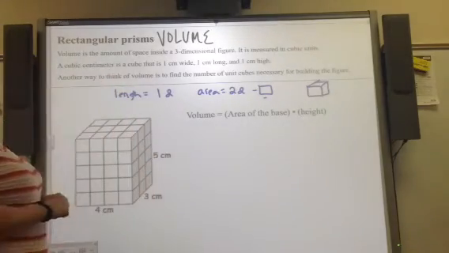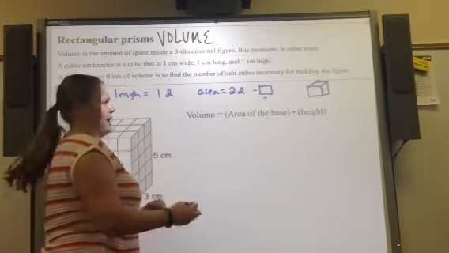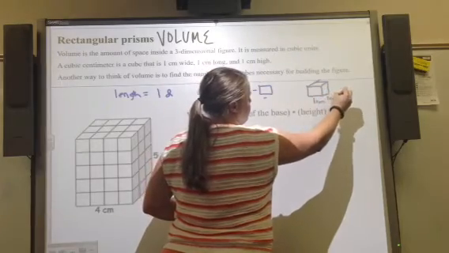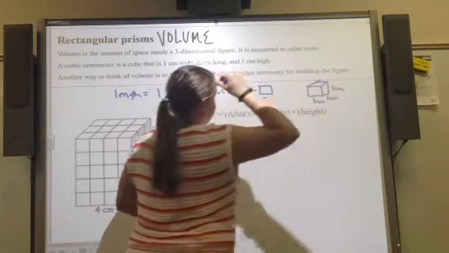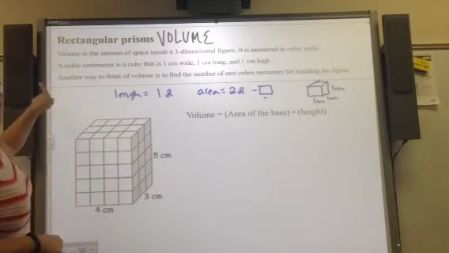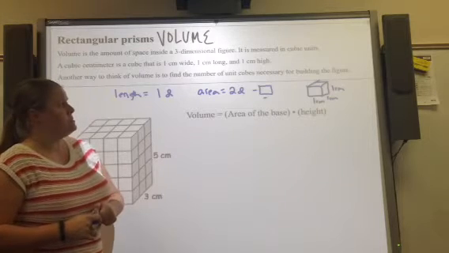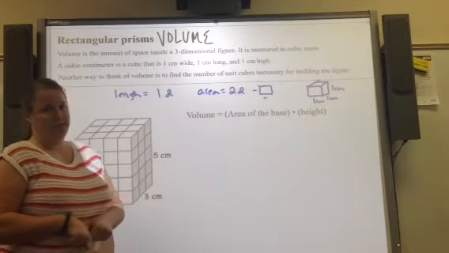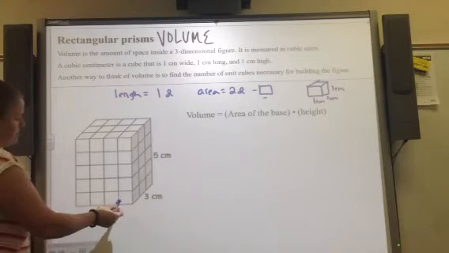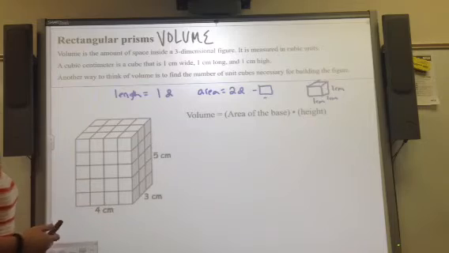So a cubic centimeter is a cube that is 1 centimeter wide, 1 centimeter long, and 1 centimeter high. Basically we have 1 centimeter here, 1 centimeter here, and 1 centimeter here. That's what it looks like to have 1 cubic centimeter. Another way to think of volume is to find the number of unit cubes necessary for building the figure. So our example here says 4 centimeters by 3 by 5. Again, same values as the last one.